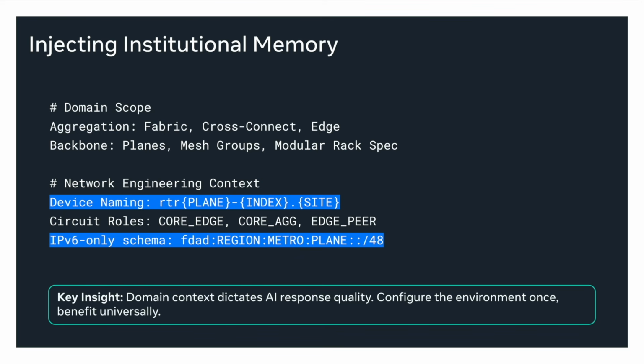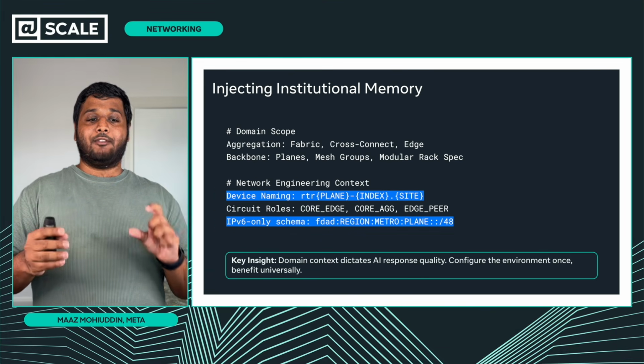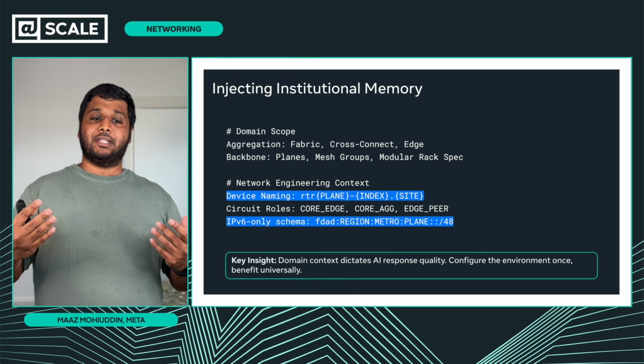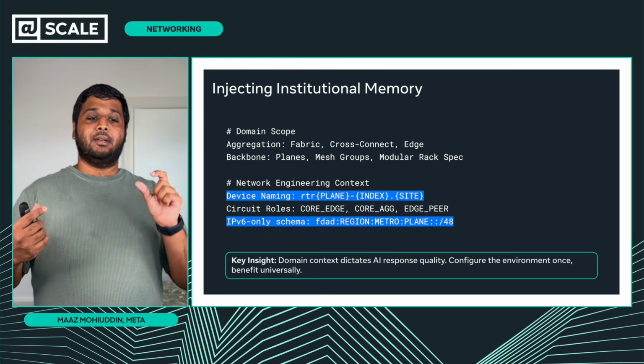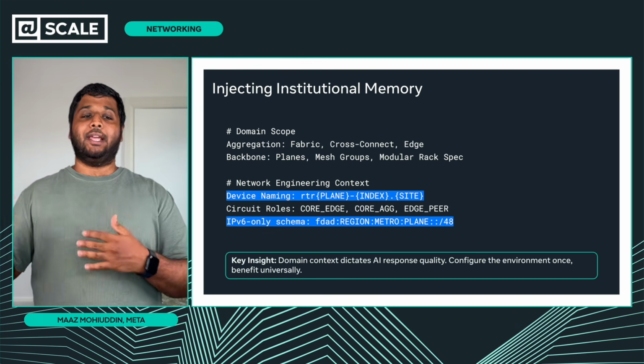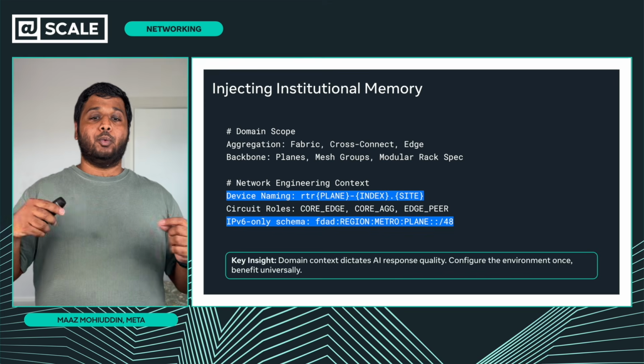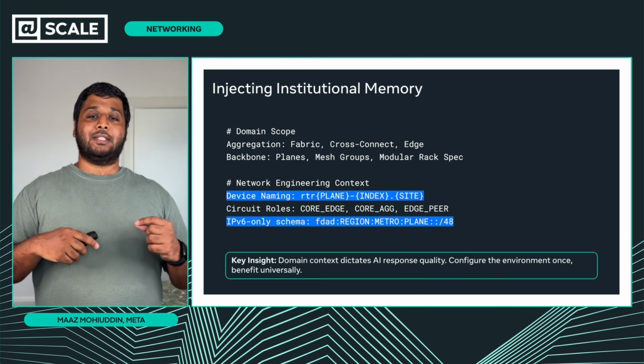For example, a device name has a prefix, has a plane, has an index, and has a site. So AI then knows when it's generating a design for a device name, those are the key things it has to fill and fix. Circuit roles have a particular format: name, A endpoint, and Z endpoint. IP addressing schemes, again, have blocks, prefix, region, metro, plane. These are the insights that we have codified, so our design agent now knows how to navigate the space.